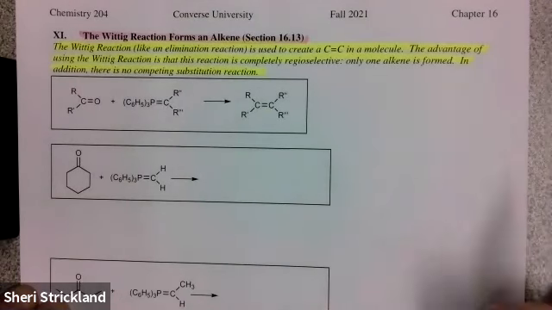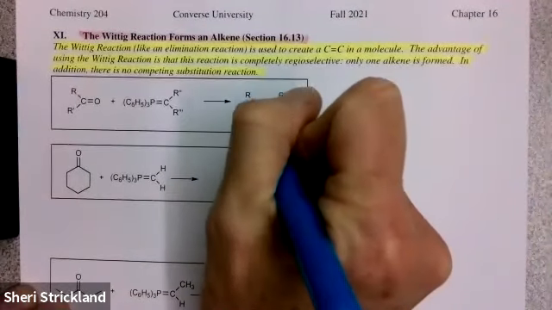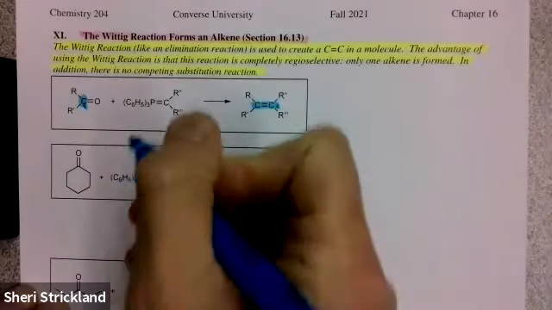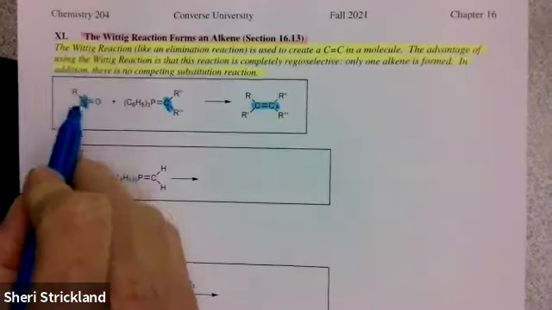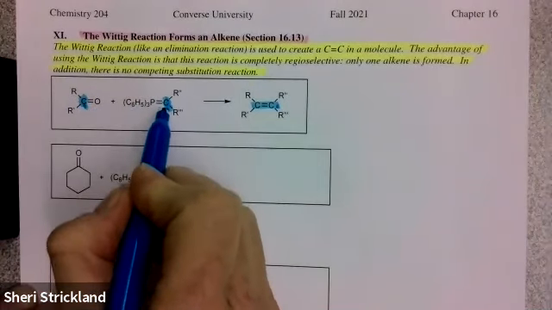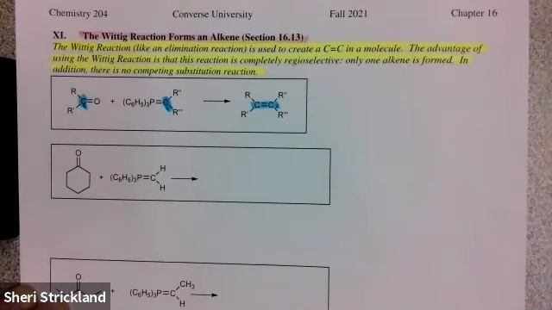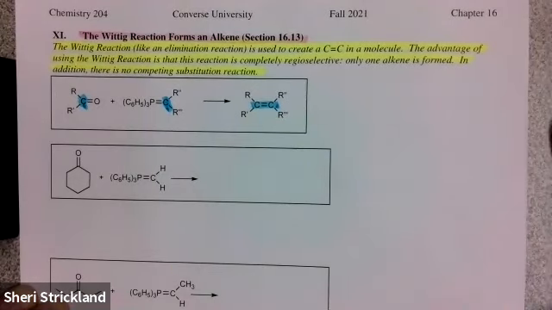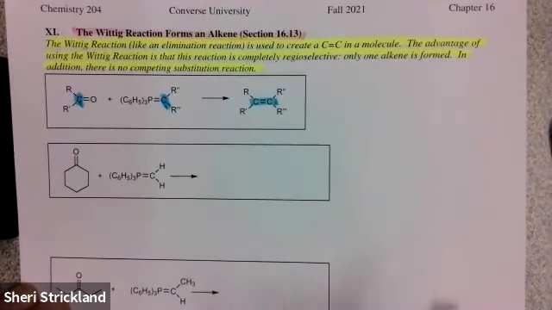If you look at the general reaction pattern here, I want you to see that this carbon-carbon double bond comes from joining that carbon with this carbon. So basically, the carbon-oxygen double bond and the carbon-phosphorus double bond are being replaced by this carbon-carbon double bond. So let's see how that plays out. We're going to do one of these together, and then I'm going to ask you to do the product for the second one on your own.